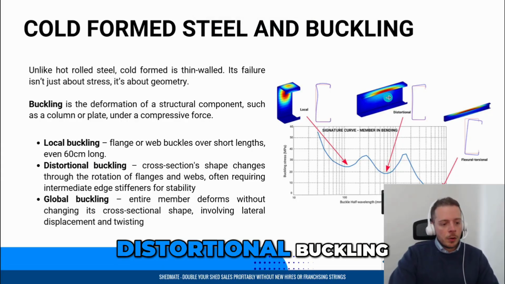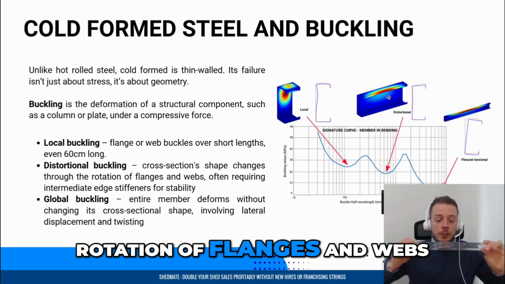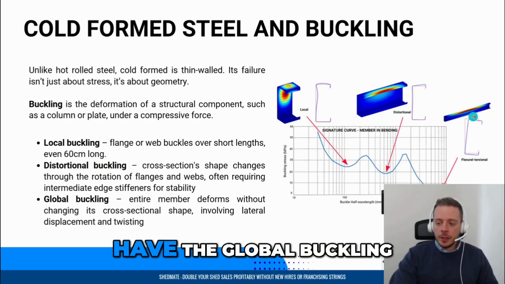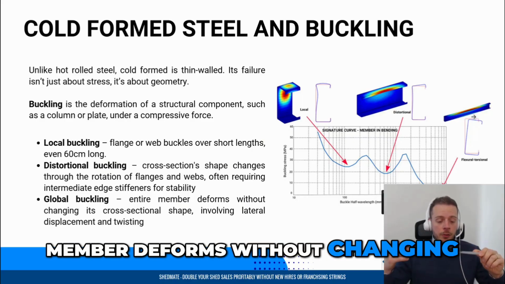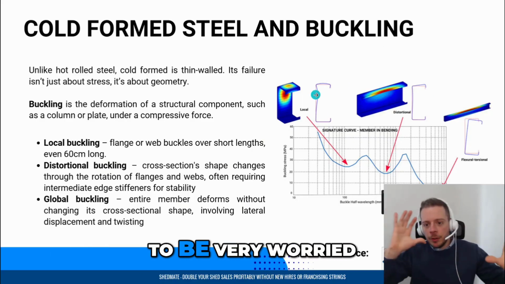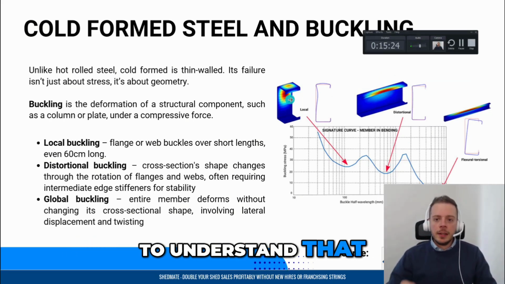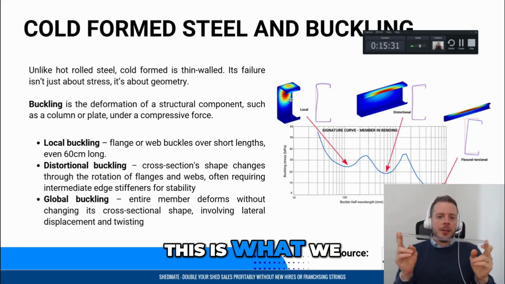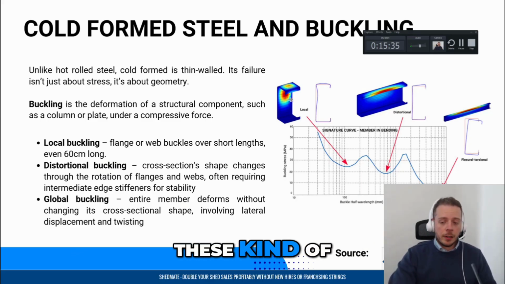The other one is distortional buckling, which is where the cross-section shape changes through the rotation of flanges and webs. And then we also have global buckling. That's where the entire member deforms without changing its cross-sectional shape. Once again, I don't want you to be very worried about the complicated terminology here. I just want you to understand that buckling exists, and this is what we assess very consciously when doing the design of these kinds of buildings.